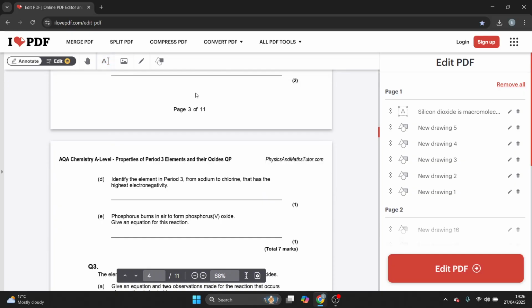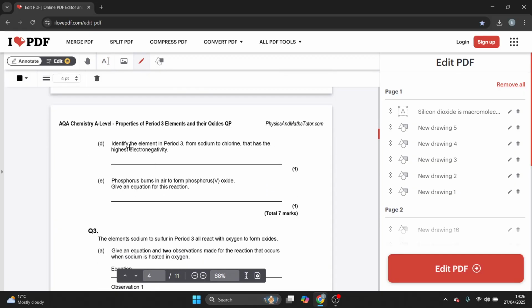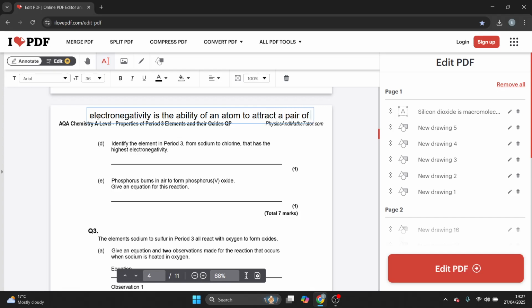Identify the element in period 3 from sodium to chlorine that has the highest electronegativity. What is the definition of electronegativity? First things first. Once you break down these questions, it's a lot easier. Electronegativity is the ability of an atom to attract a pair of electrons in a covalent bond. That's the electronegativity definition.